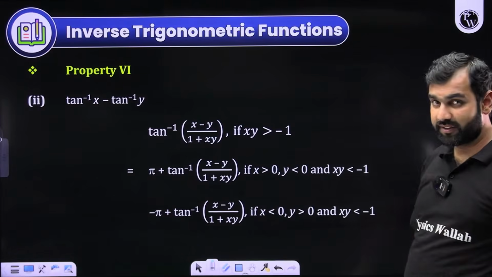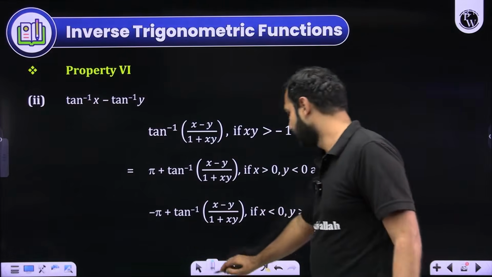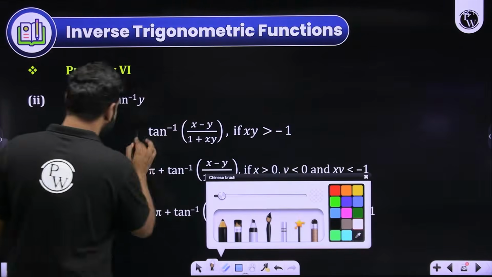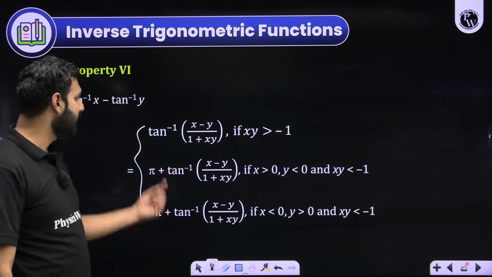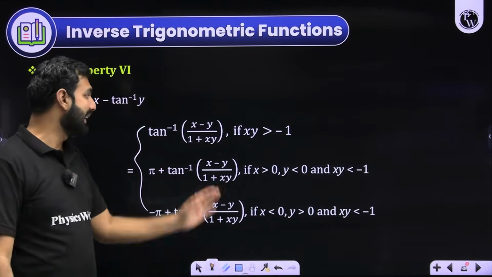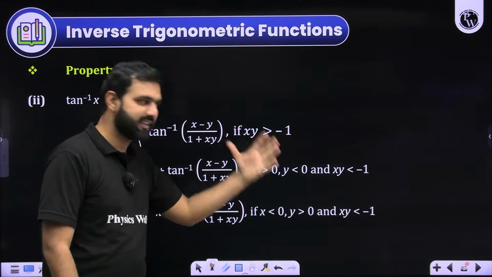Here, in tan inverse x minus tan inverse y, this will be same only. But here also there is a problem. What is that problem? The problem is tan inverse of x minus y upon 1 plus xy. It can be said directly whenever xy is greater than minus 1.